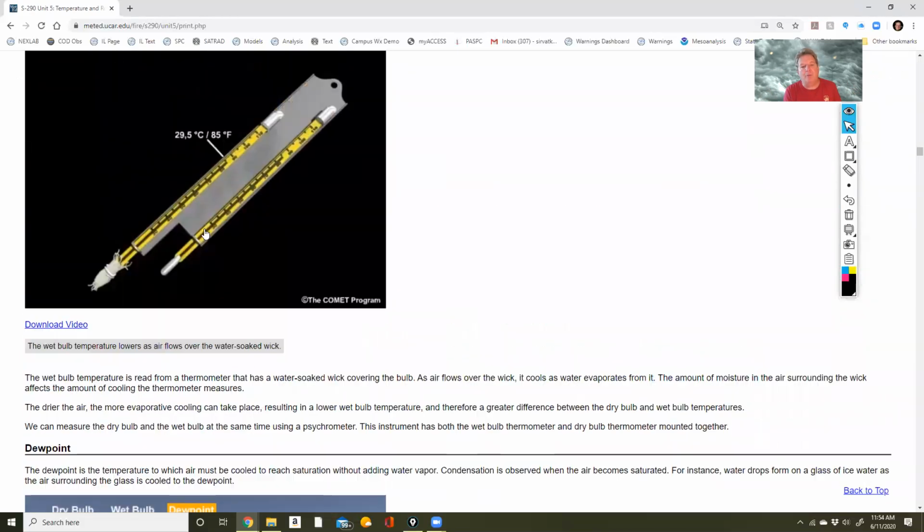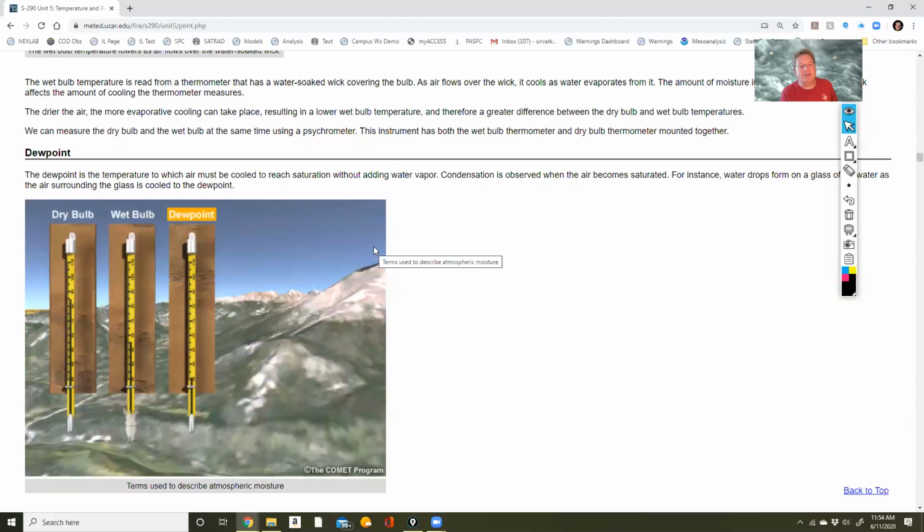Okay, so that's called the wet bulb temperature. It just measures the effective evaporation. The drier it is, the lower the wet bulb temperature. Now there's something else here called the dew point, and this is a little bit different.